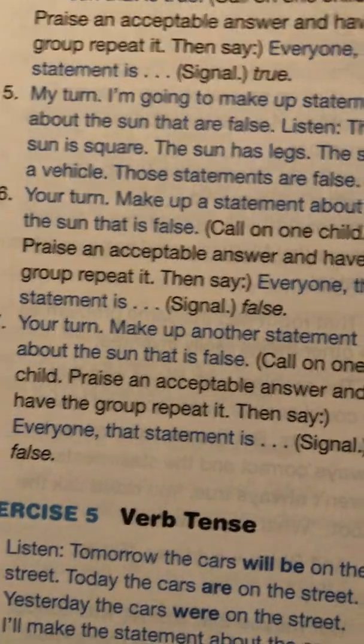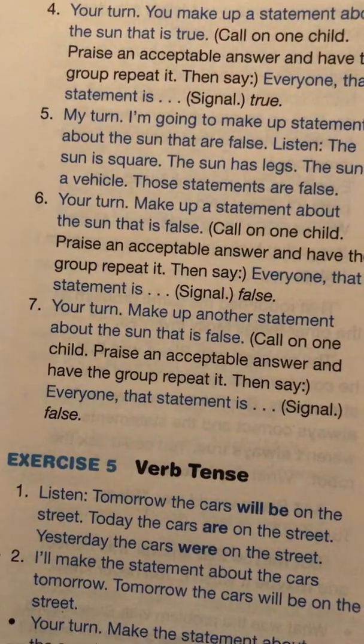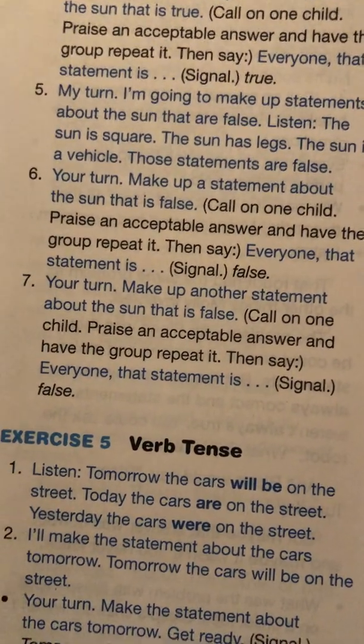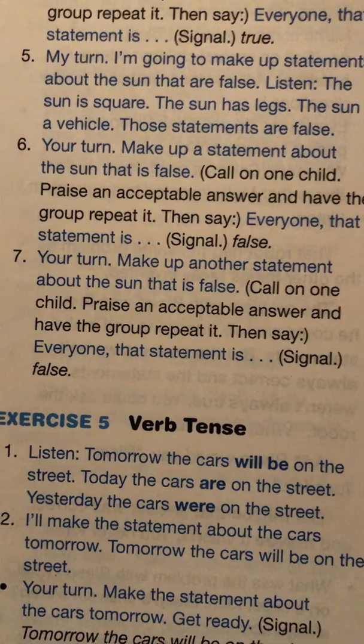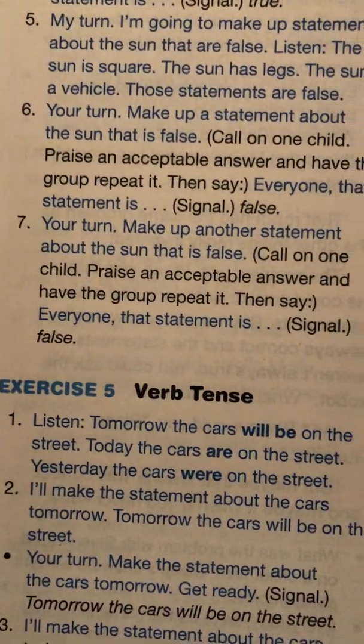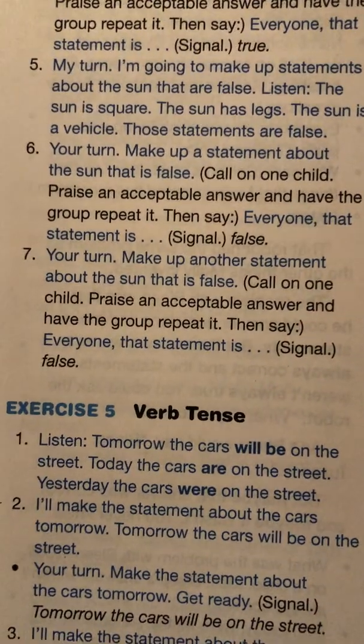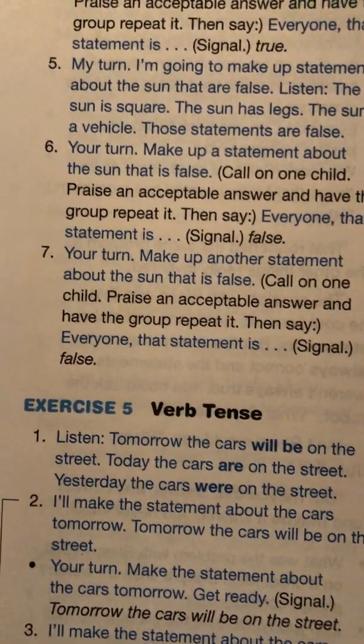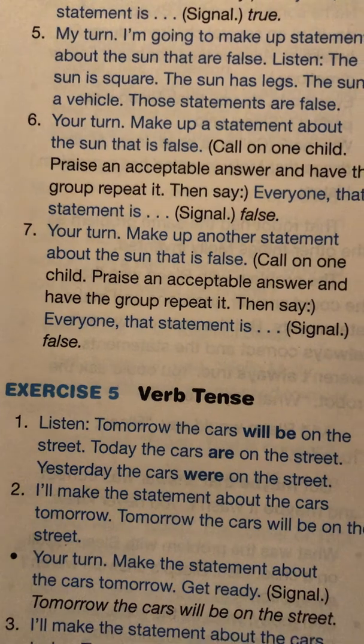Listen, my turn. I'm going to make up statements about the sun that are false. Listen, the sun is square. The sun has legs. The sun is a vehicle. All those statements are false. Your turn. Make up a statement about the sun that is false.